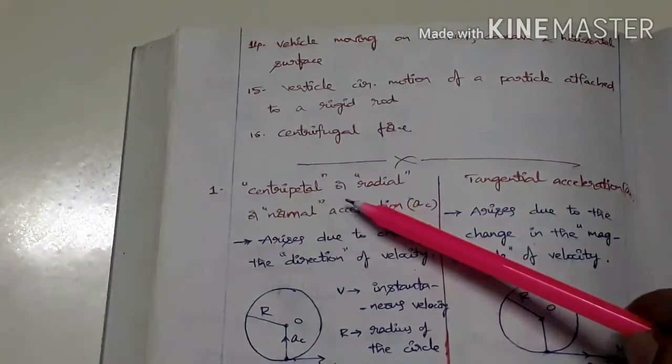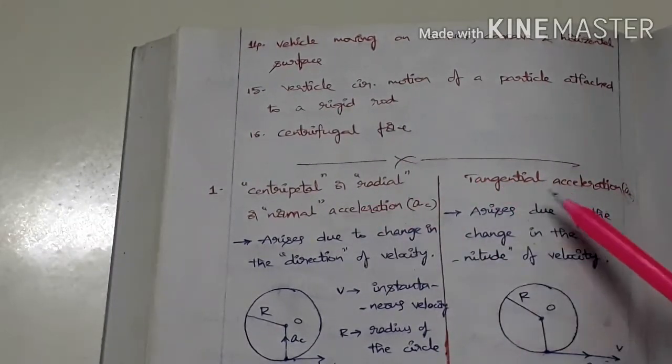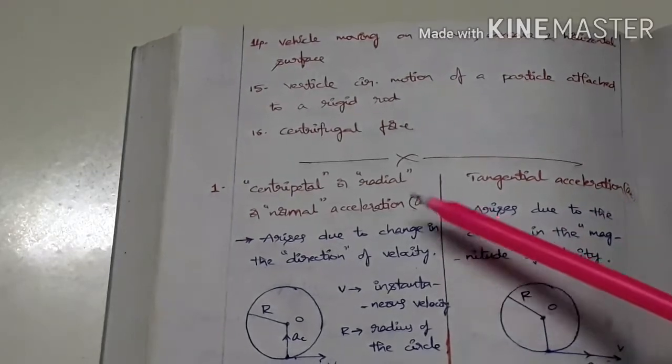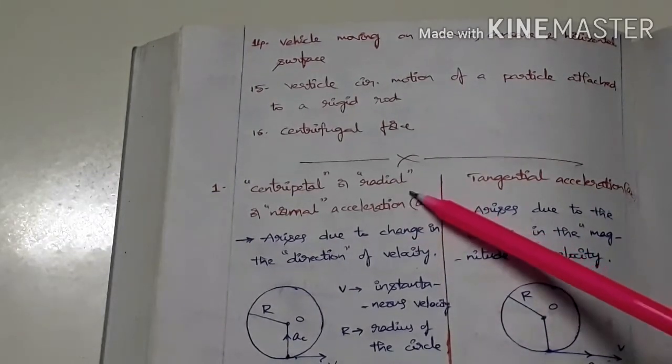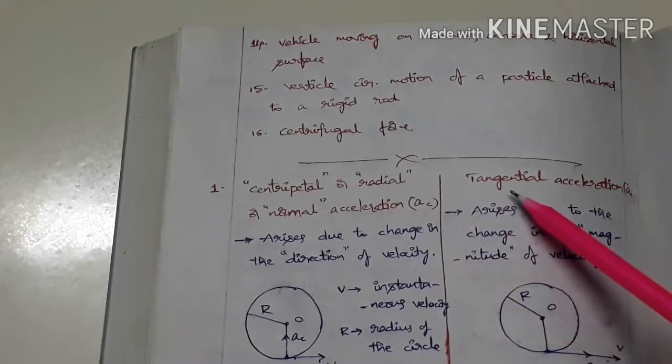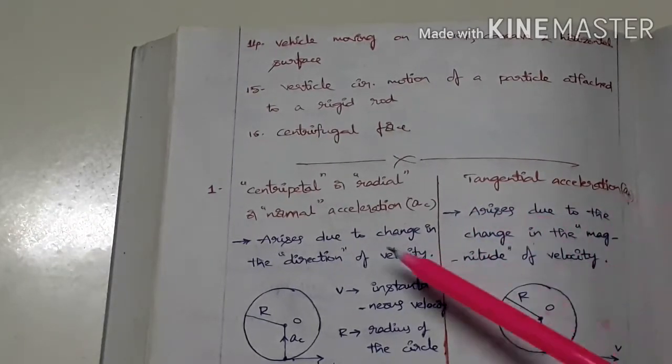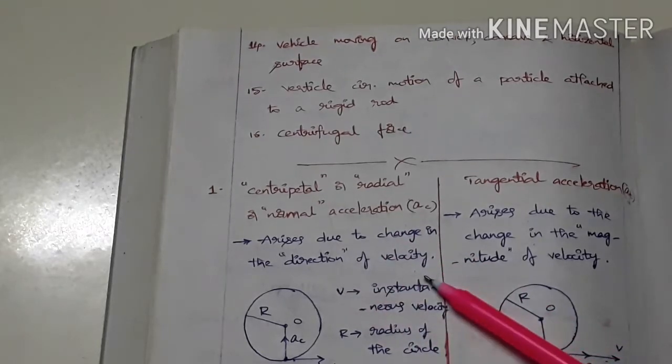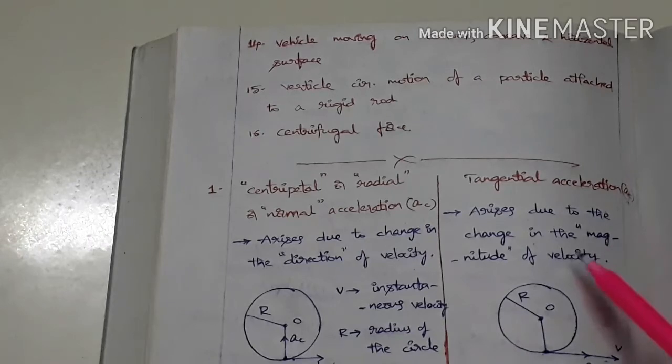So first one is centripetal acceleration and tangential acceleration. Centripetal acceleration is also called radial acceleration or normal acceleration, designated by AC, and tangential acceleration by AT. This centripetal acceleration arises due to change in the direction of velocity, whereas this tangential acceleration arises due to the change in the magnitude of velocity.